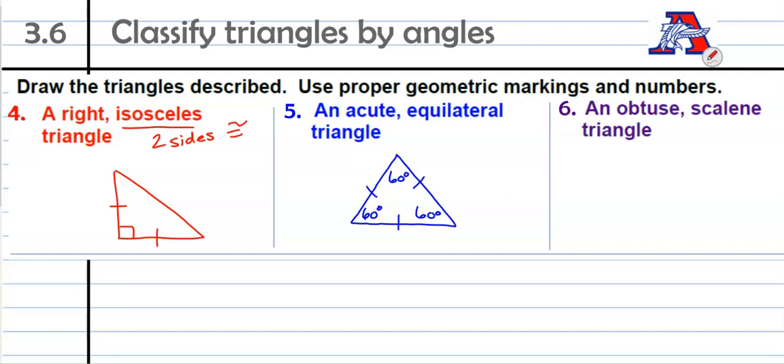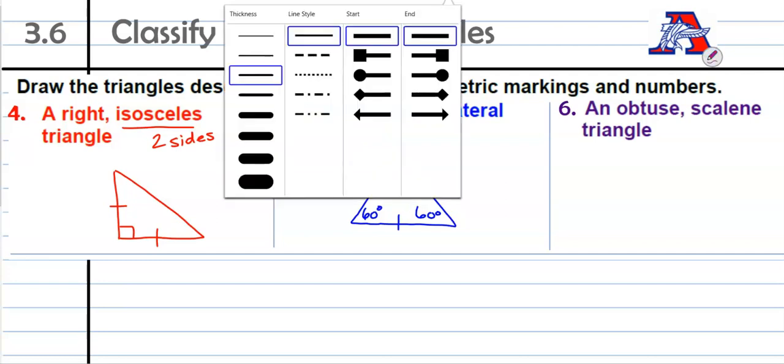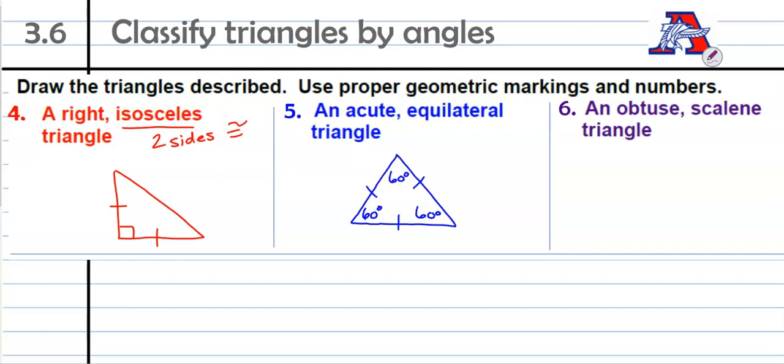And then the last one would be an obtuse scalene triangle. So an obtuse and scalene triangle, maybe something like that. To tell everyone that it's obtuse, let's just fill in an angle measurement. Let's call it, I don't know, 116 degrees. And then scalene means all the sides are different lengths. So let's mark them as such. Alrighty, that is it for that lesson. Go ahead and try out the practice.